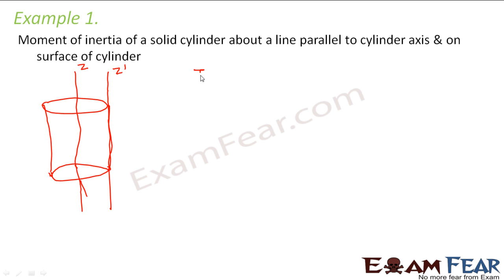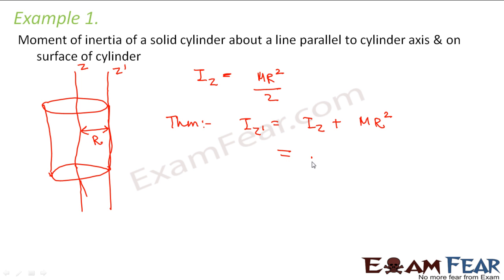Now we know Iz, the moment of inertia of a solid cylinder about its axis, is equal to mr square by 2. We derived it in one of our previous slides. Now as per this theorem, Iz dash is equal to Iz plus m into a square, where a is the distance between these two axes. What is the distance between these two axes? The radius of the cylinder, so that is m r square. So this is equal to mr square by 2 plus mr square, which is equal to 3 by 2 mr square.